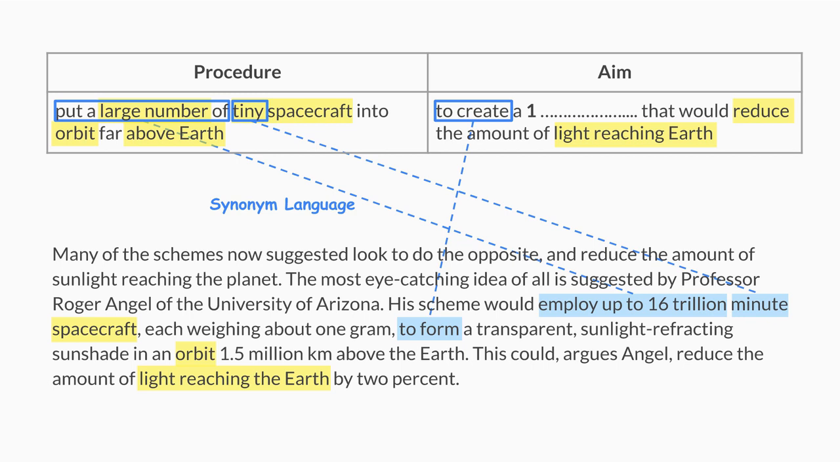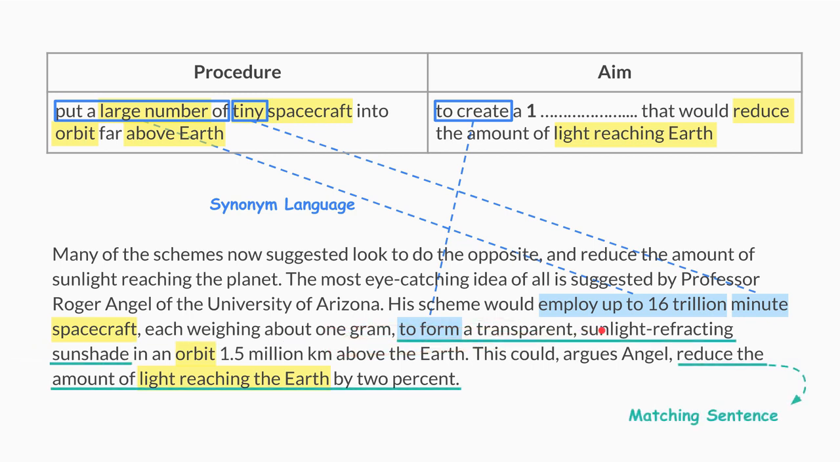So what could it be? Well, let's read this part right here, because this is going to be our matching sentence. We're going to find our answer somewhere around here. So this sentence reads, his scheme would employ up to 16 trillion minute spacecraft, each weighing about 1 gram, to form a transparent, sunlight refracting sunshade in an orbit 1.5 million kilometers above the Earth. This could, argues Angel, reduce the amount of light reaching the Earth by 2%. Okay, so we have found our answer. The answer is going to be sunshade.